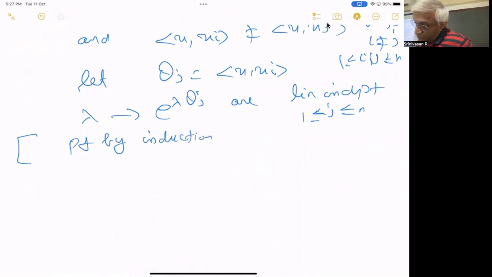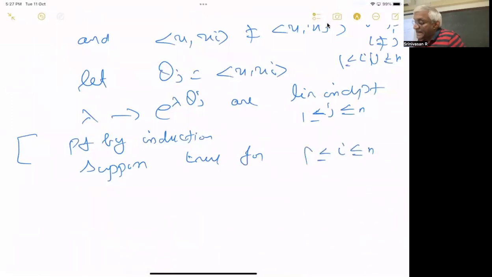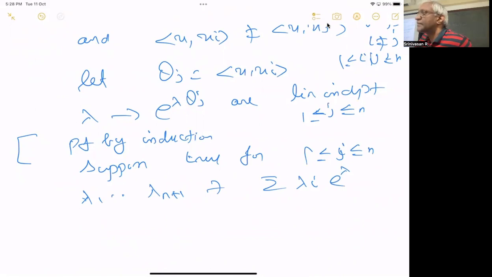Suppose it is true for j less than or equal to n, greater than or equal to 1, for n functions. And suppose we have lambda 1 up to lambda n plus 1 such that the summation of lambda i e power lambda theta j. No, we want to talk about e power lambda j. No, we want to talk about theta j.